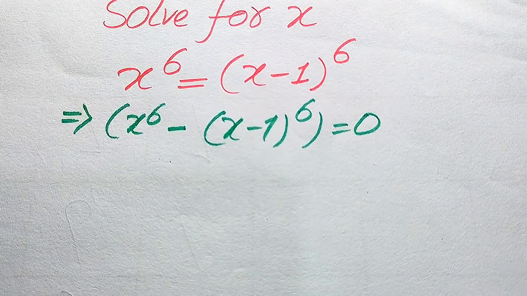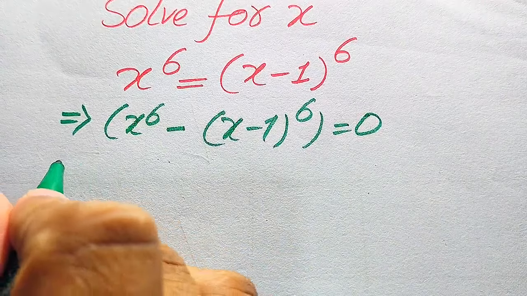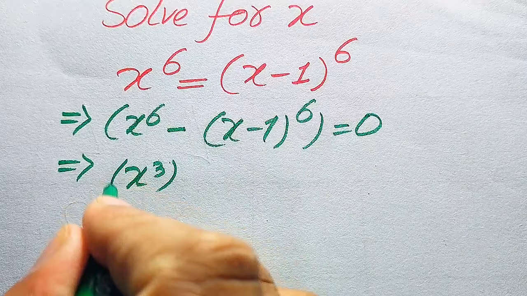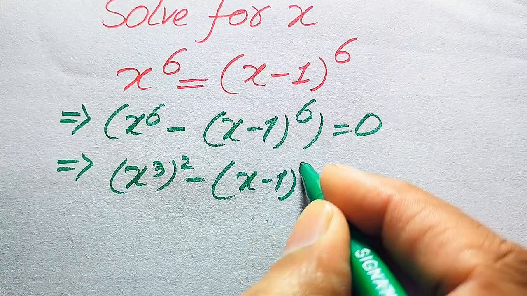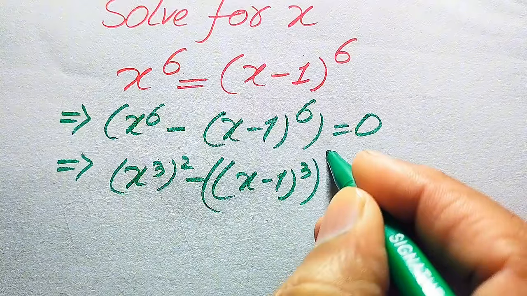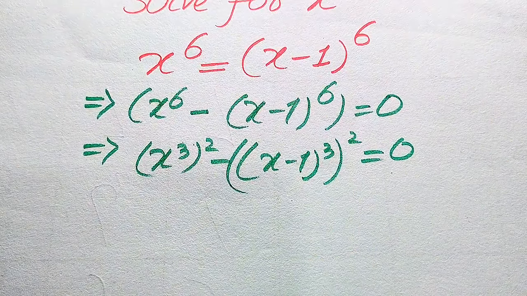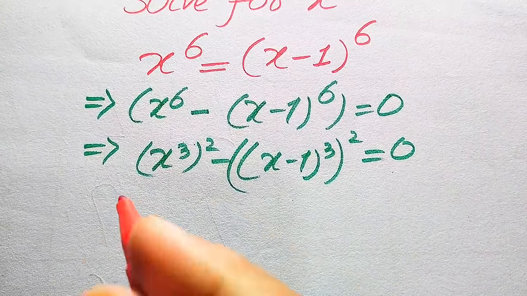So here we rewrite this equation. We write this power 6 as (x cubed) whole squared, minus we write this term as ((x minus 1) cubed) whole squared, and this whole equation is equal to 0. And in the next step we need to use the nice algebraic formula.